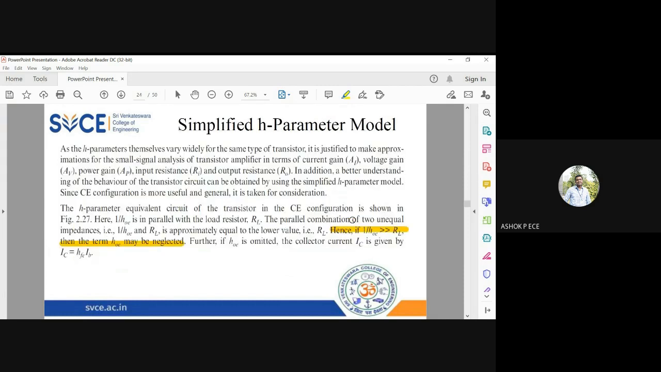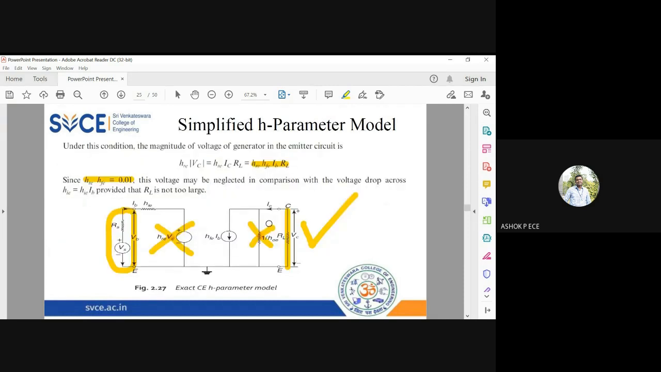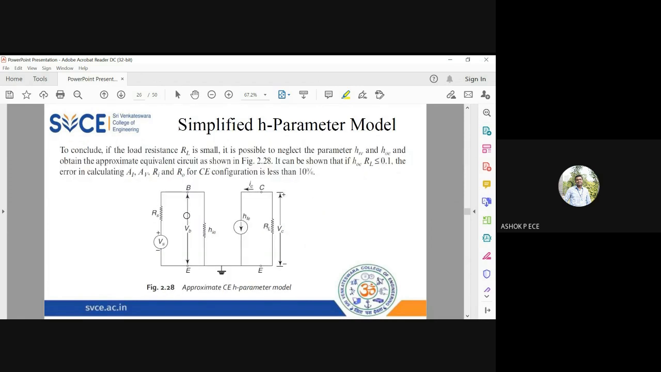Compared to mega ohms, RL will be in kilo ohms. Mega is bigger, kilo is smaller. So the mega ohms will be very big, so this 1 by HOE can be neglected or removed from my circuit. And second thing, at the input side, this HRE into VC can be removed because the HRE value is very small. If you do these two removals in the diagram, you'll get the approximate model. See the diagram, it is very simple. On the input side there is only HIE, and on the output side only the current source. So the HRE term is removed and the HOE term is removed. Other things remain.